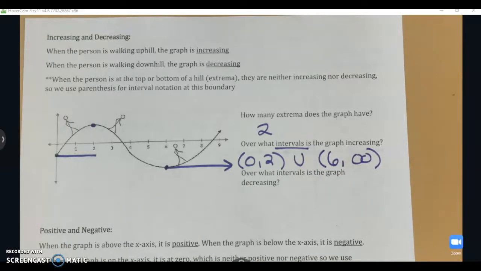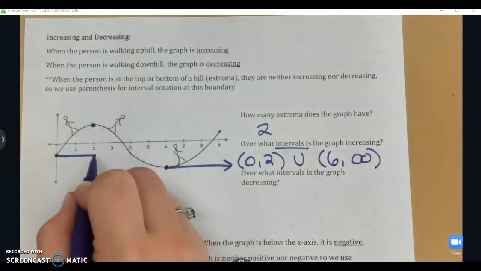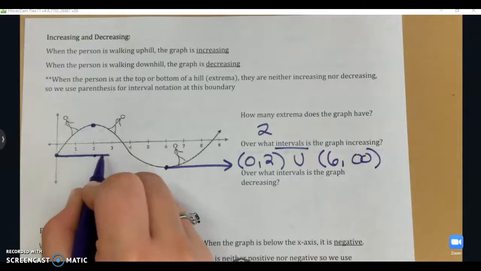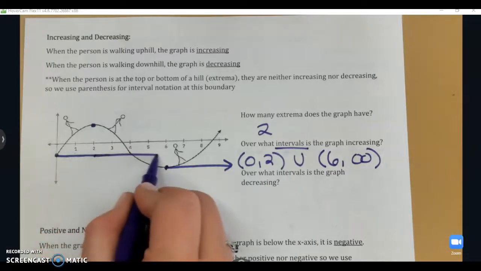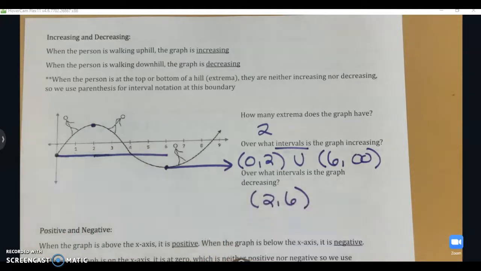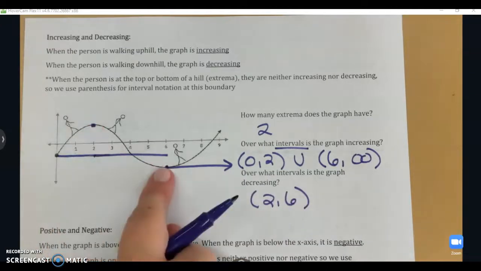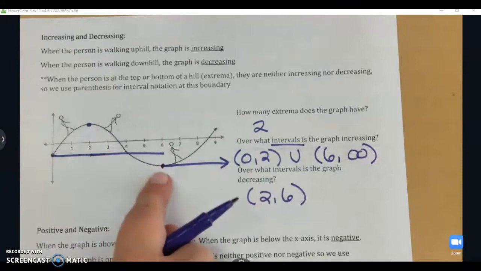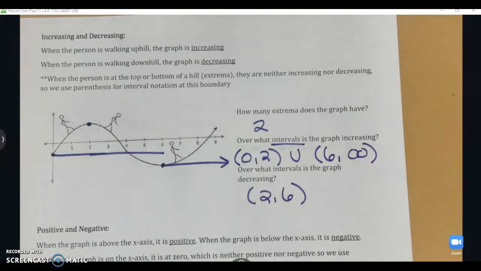Okay, where is the graph decreasing? Well, if it's not increasing, then it's decreasing. My guy is walking downhill from positive 2 to 6. So 2 to 6, and those both get parentheses because both of those boundary points are my hill and my valley where it's neither increasing or decreasing.